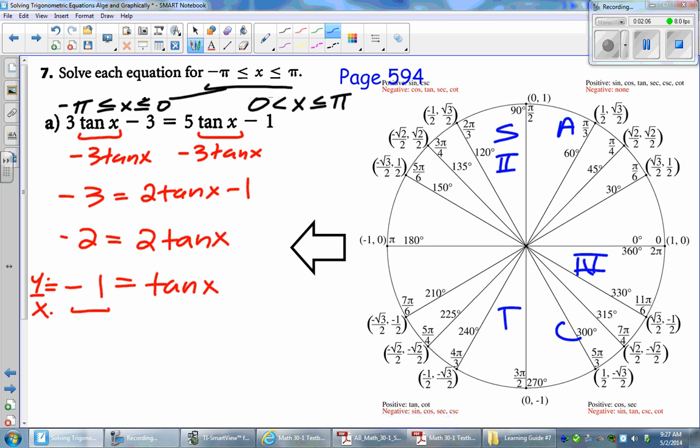So remember, we want to find out where the coordinates are in which y over x will give you negative 1. So to find that point, you want to find out where the coordinates are the same, but with a different sign. So looking in quadrant 2, you'll see this coordinate right here. If I divide those 2 coordinates, y over x, I get negative 1. So our first solution is given by 3 pi over 4.